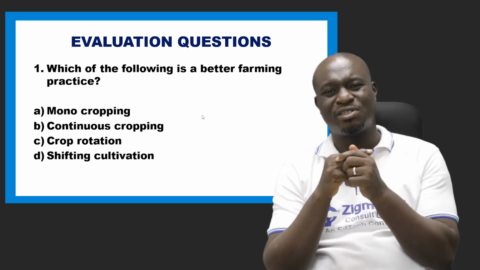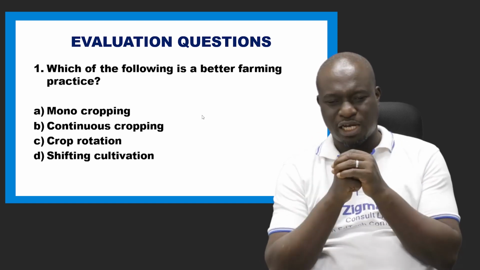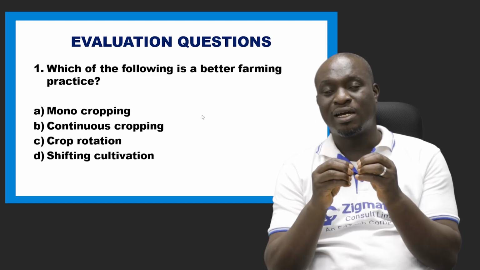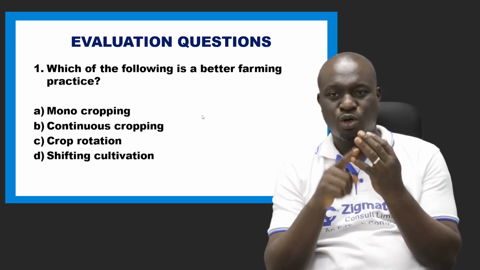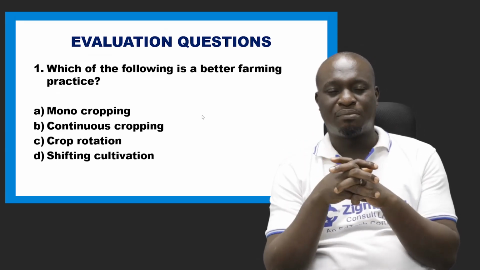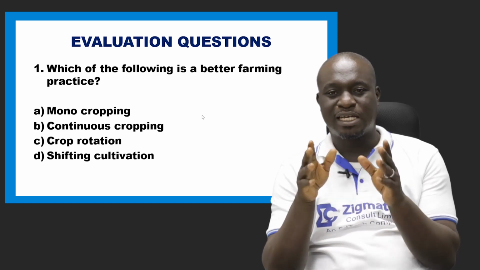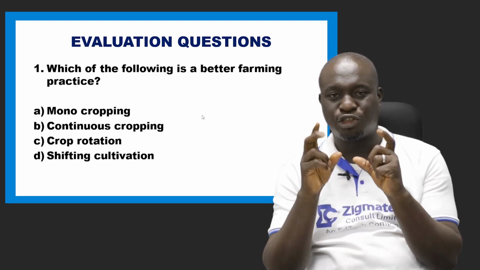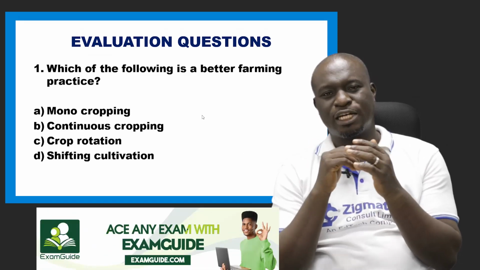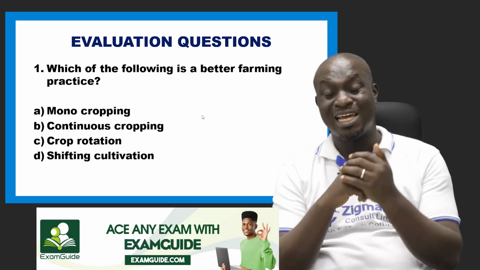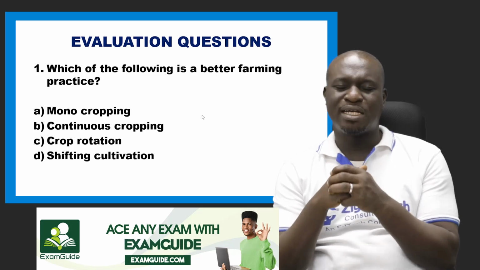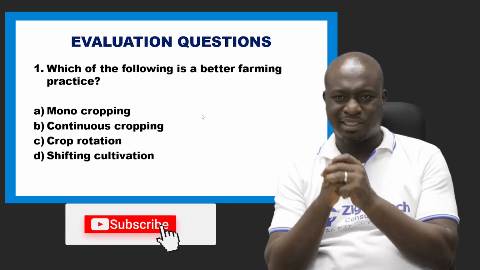Now we said that the best farming practice or activity is actually crop rotation. One of the reasons is simple. It helps to control the increase in the population of pests, while monocropping, continuous cropping, and shifting cultivation improve the population of pests. Now, shifting cultivation and continuous cropping reduce the mineral content or nutrient content of the soil, but crop rotation does not reduce the mineral content of the soil. It rather improves it or increases it. So crop rotation is a better farming practice or activity.